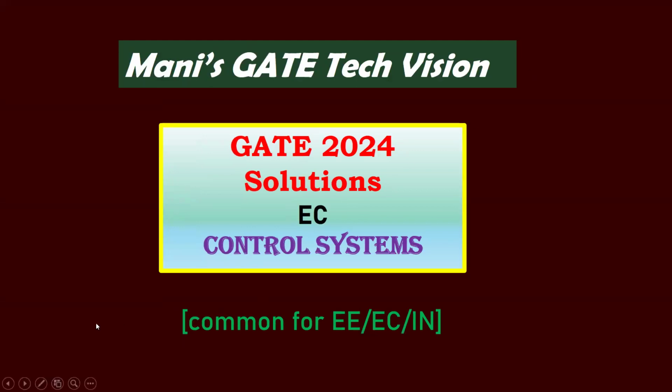In this lecture, I am going to solve GATE 2024 problems for the subject control systems. For this lecture, I have taken the electronics and communication GATE paper. The topics which I have taken are common for electrical, electronics and instrumentation, so all those branch candidates can watch this video. Let me start solving the problem.